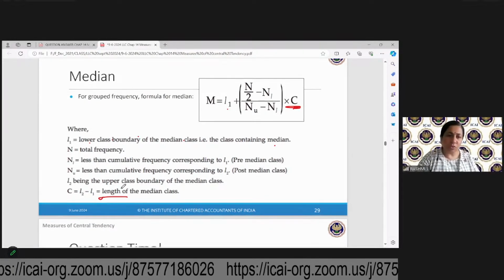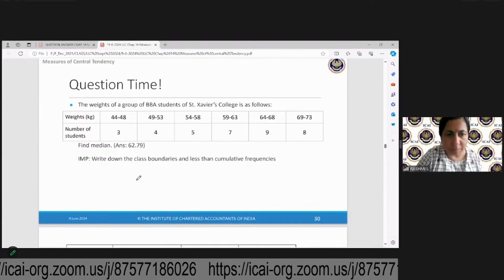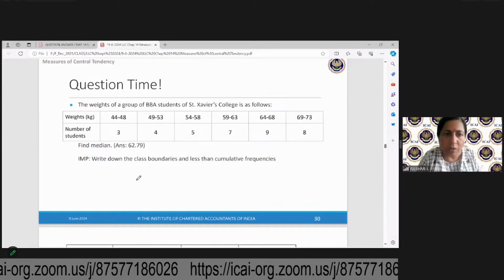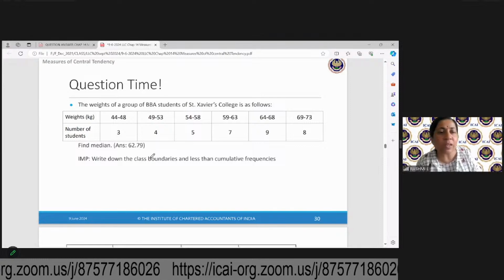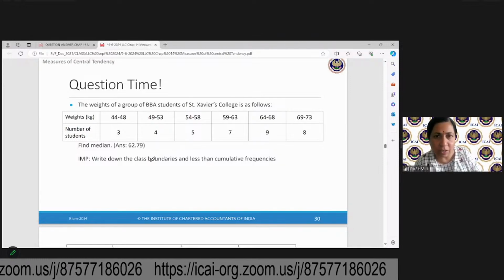Now let us try to do the sum. Okay, so first write down the class boundaries and then the less than cumulative frequency.